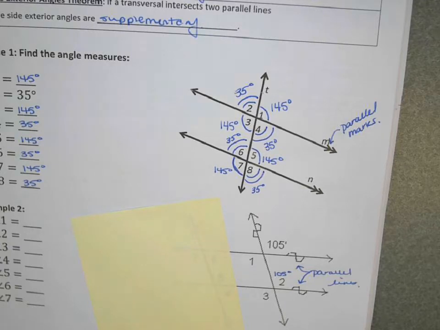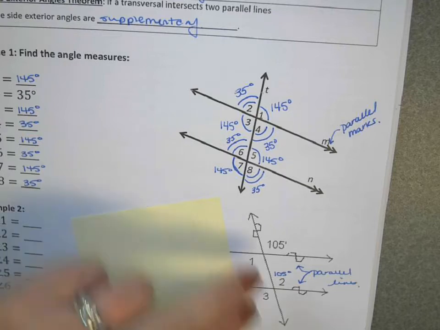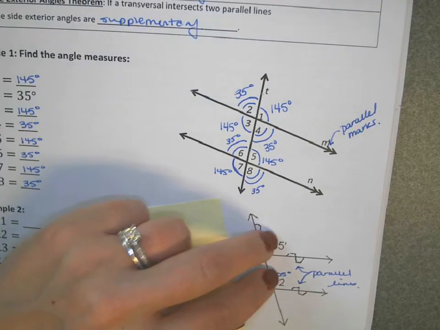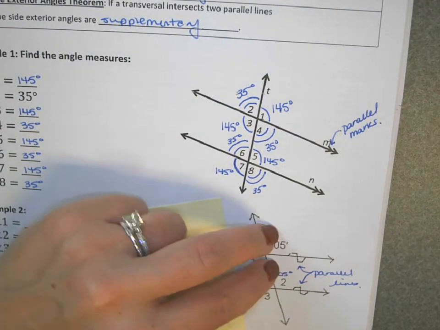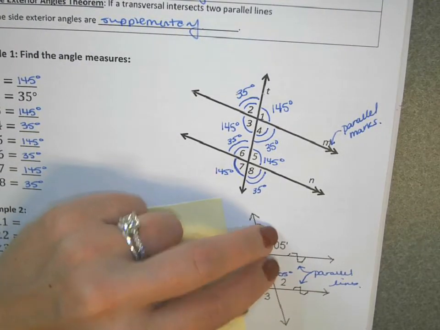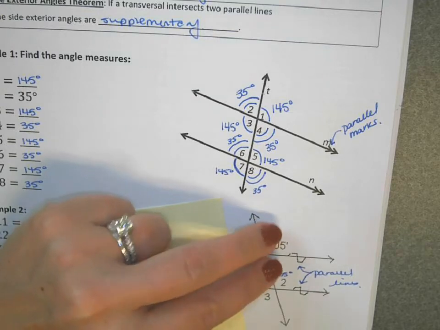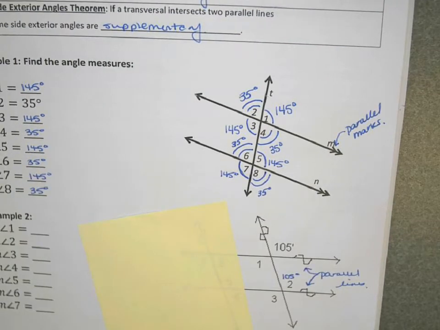Those are corresponding angles. So I can say that these are 105 degrees because the lines are parallel, so corresponding angles are congruent. That's what I would say. These are corresponding angles, so they are congruent. What's next? What else can you label? Go ahead.